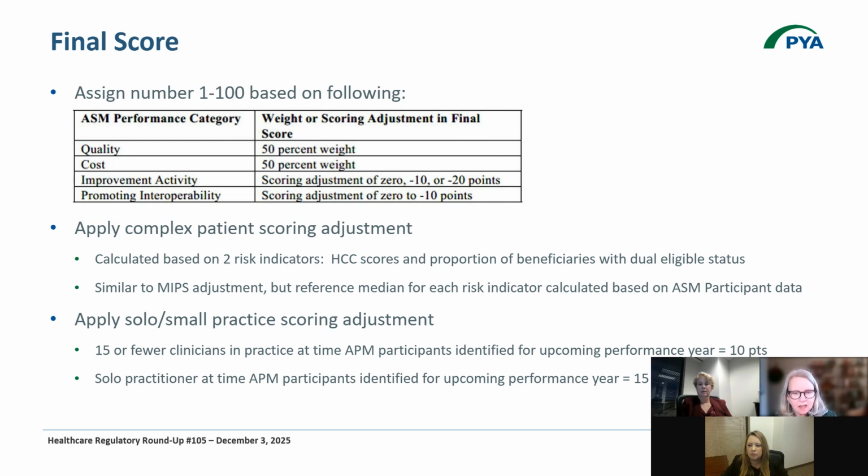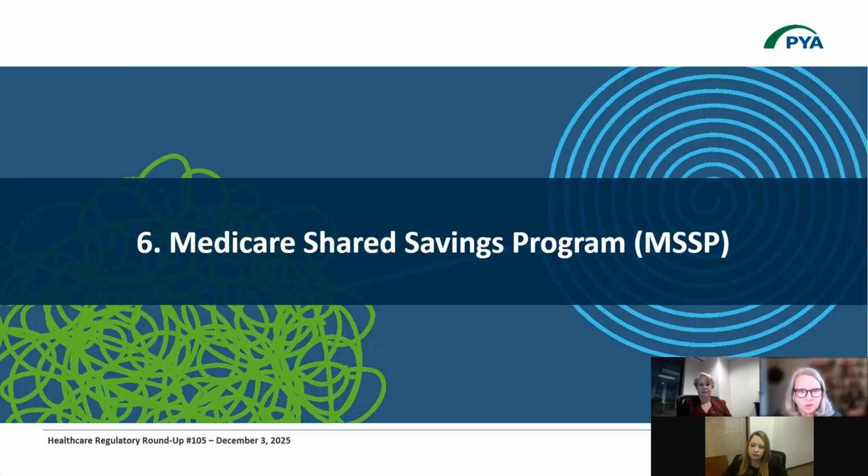There is also a favorable adjustment if you are in a small practice or a solo practitioner. At the time that you are identified as an ASM participant for the upcoming year, if you are part of a group that has 15 or fewer clinicians in the practice, that's going to be a 10-point positive adjustment. If you are a solo practitioner at that time, it will be a 15-point adjustment. So again, trying to even the playing field to some degree there.